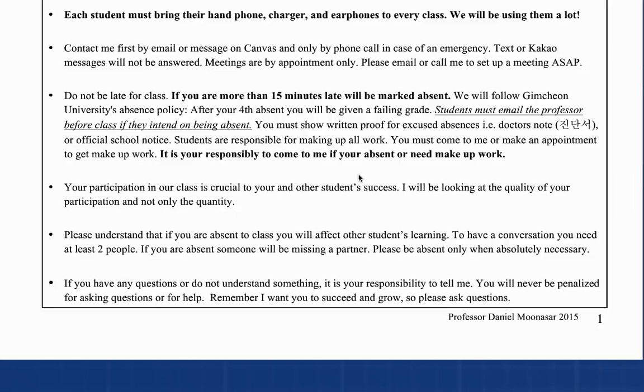The next week when you come back, please bring me a doctor's note or any kind of school notice. You can bring me like a 약국 영수증 or 진단서 to show me that you're absent. And make sure that you understand that you are responsible for making up all work. You need to come to me, make an appointment, or you need to check Canvas and talk to your other classmates to make up your work.